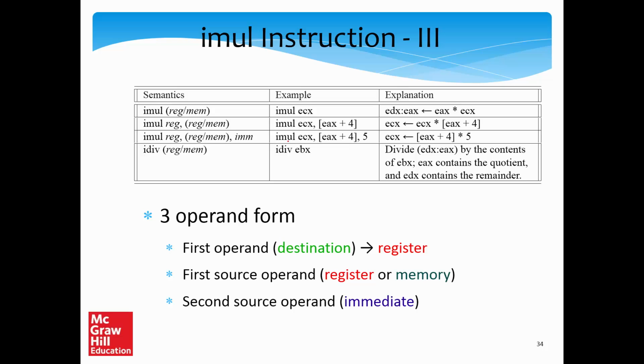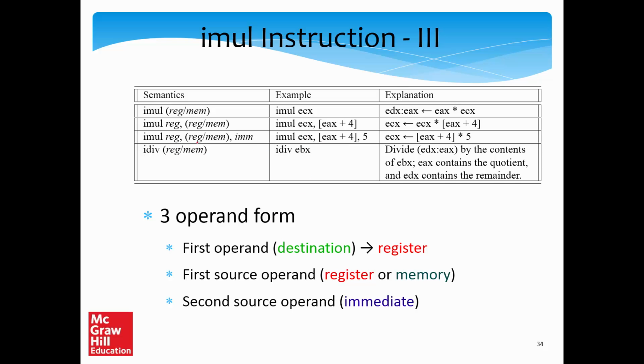Now let's consider a three operand form of the IMUL, integer multiply instruction. In this case, the first operand is a register. The second operand is a register or a memory location. The third operand is an immediate. Since it's a CISC instruction set, we can take the liberty of having a lot of different instruction formats, pretty much whatever suits us.